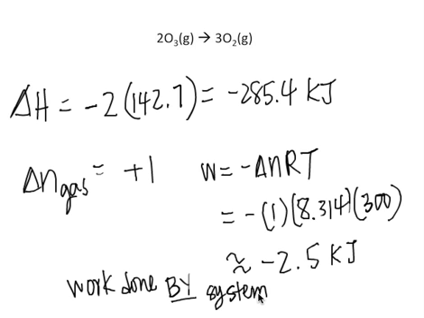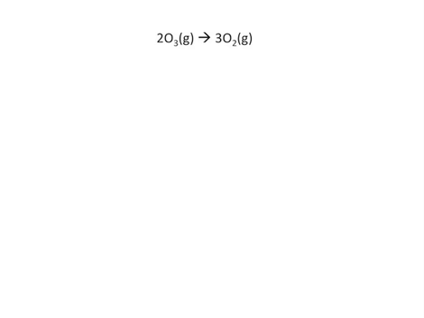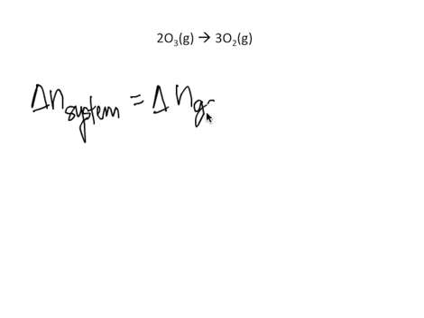Now let's calculate the delta N of the system. So delta N of the system is just going to be the same thing. It's going to equal delta N of the gas, just plus 1.